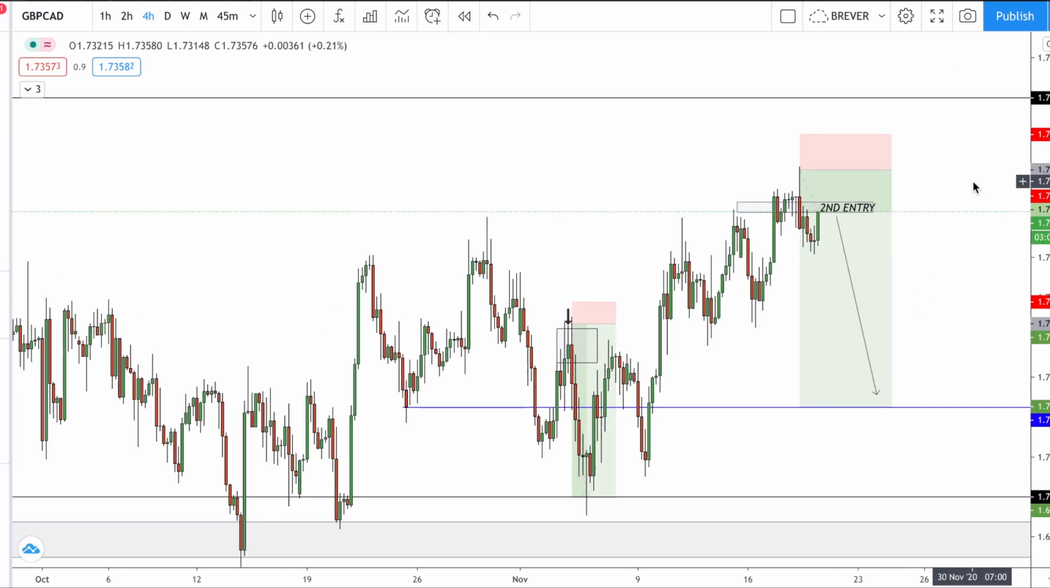I still see a lot of strength in GBP pairs, so it is crucial for you as a trader to use proper risk management in order to have a consistent and profitable journey in this industry.